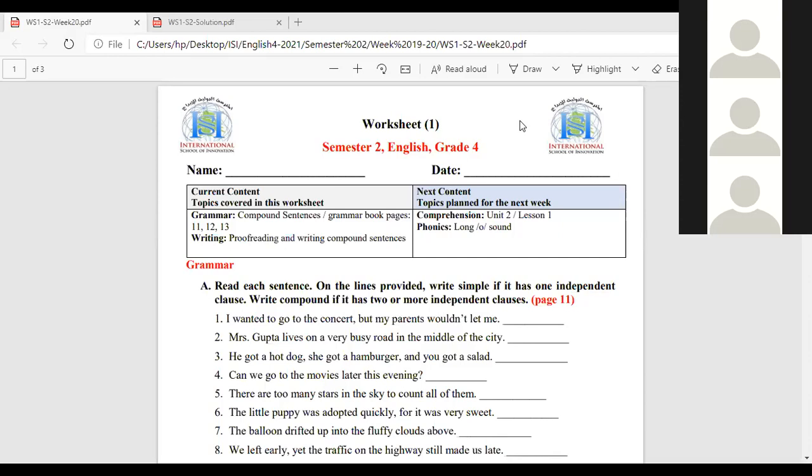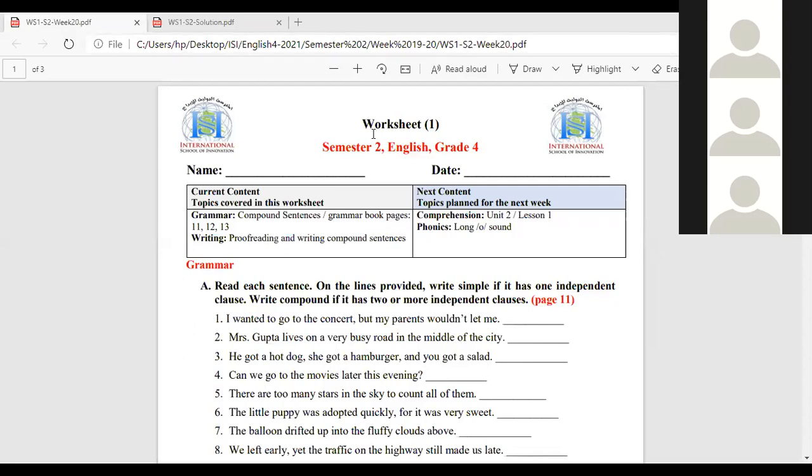Do we have only one independent clause here? Let's see. He got a hot dog. This is the first independent clause, the first simple sentence. It has a subject and predicate and one idea. She got a hamburger is the second independent clause. I have a second subject and a second predicate with a second idea. And you got a salad. This is the third independent clause. So here I have more than one independent clause. Then it is what? Compound. Excellent. Thank you.